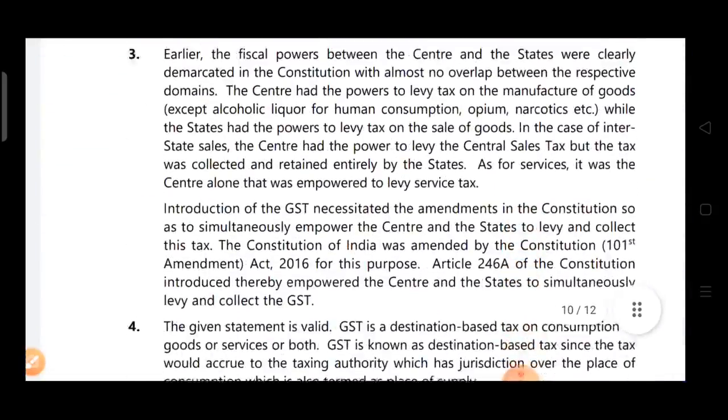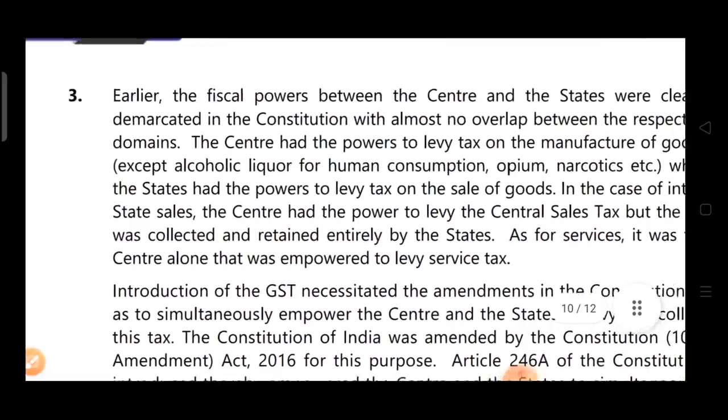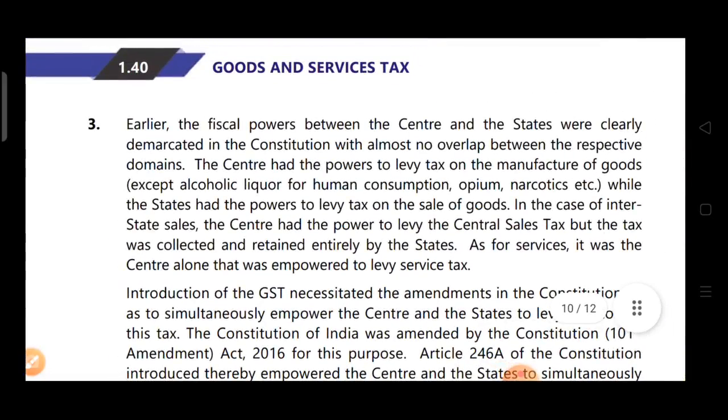It was required to get amended. Why? Earlier the fiscal powers between the centre and the states were clearly demarcated in the constitution, with almost no overlap between the respective domains. The centre had the power to levy tax on the manufacture of goods, except alcoholic liquor for human consumption, opium, narcotics, etc. In these cases, excise duty is charged.